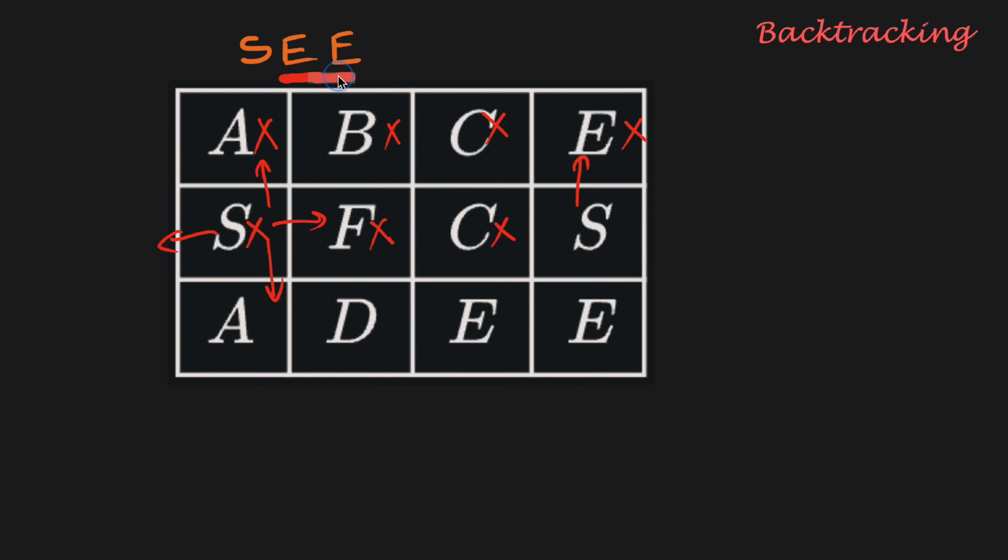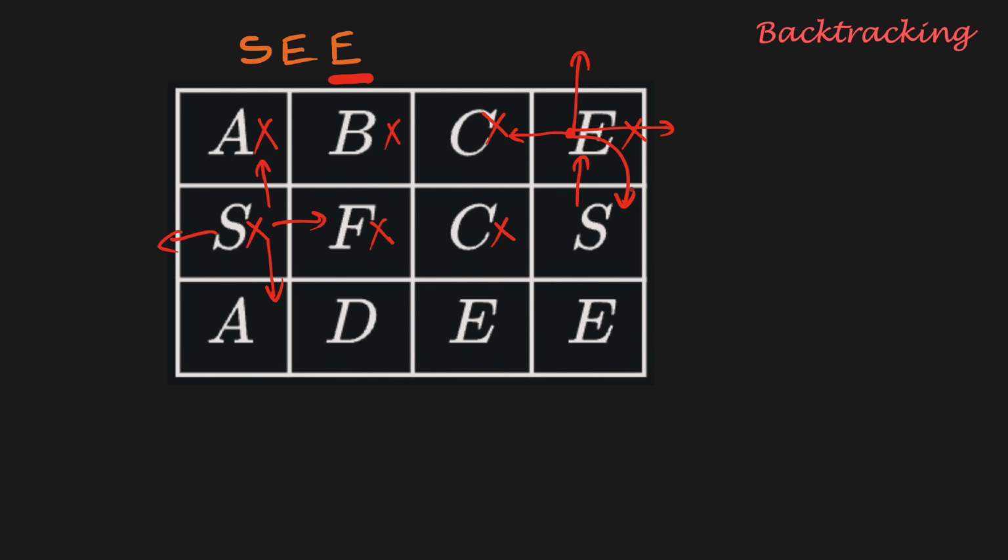And now we need to find the next E, which must be adjacent to this cell. So we check its neighbors, where the directions up and right lead to out of bounds. And on the left, we have character C, which does not match E. And if we go down, we find the character S again. But we shouldn't revisit this cell as we have already used it in the word.